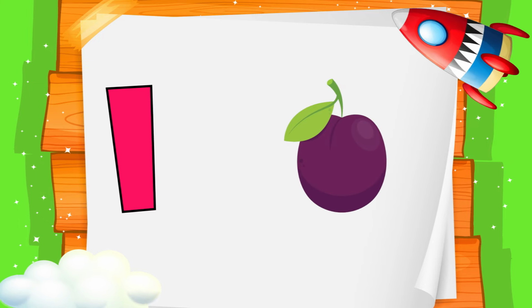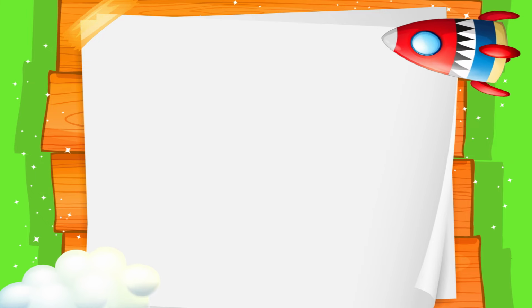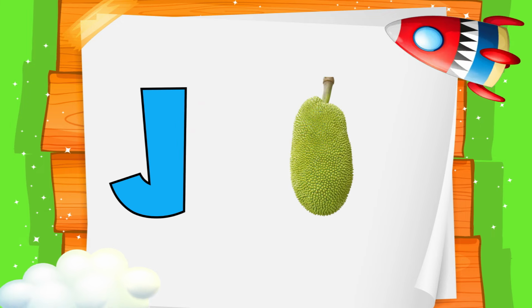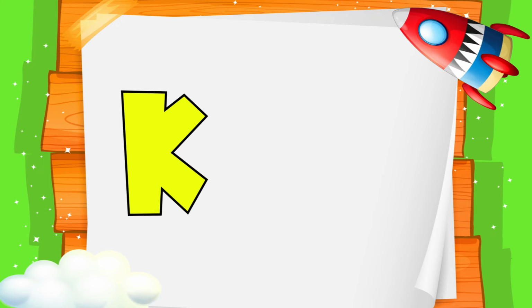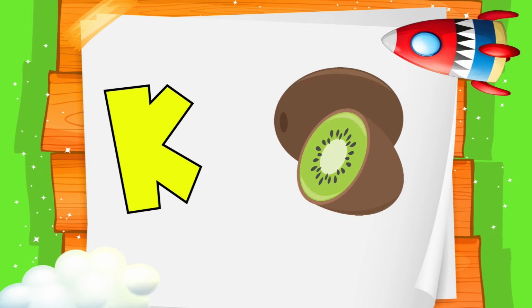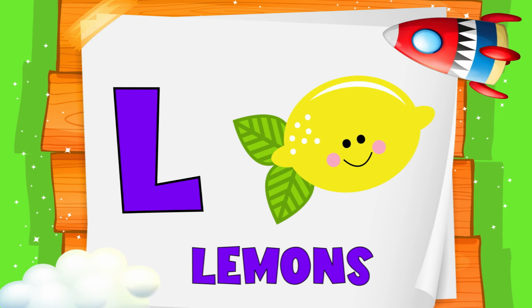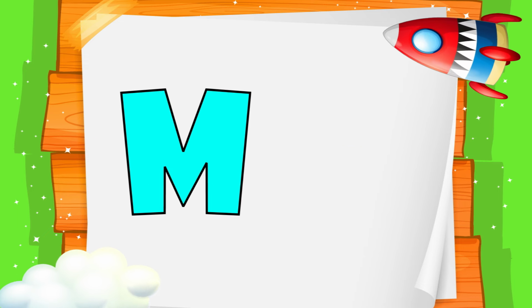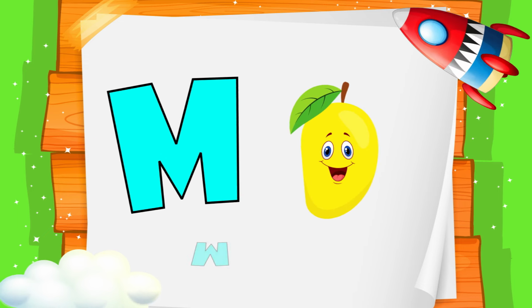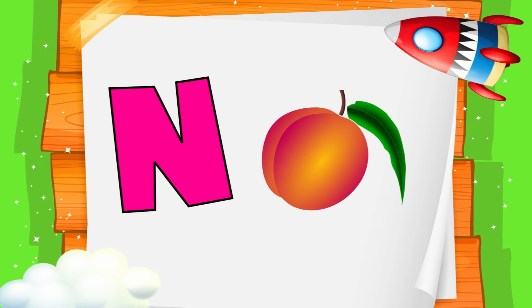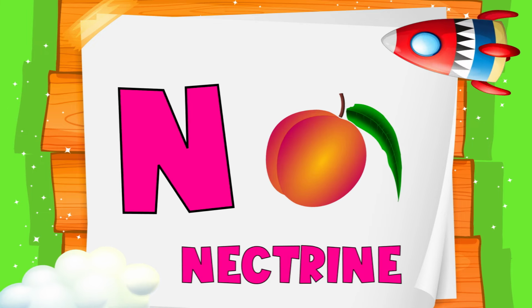I is for Illawarra plum. Illawarra plum. J is for jackfruit. Jackfruit. K is for kiwi. Kiwi. L is for lemons. Lemons. M is for mango. Mango. N is for nectarine fruit. Nectarine fruit. O is for oranges. Oranges. P is for pears. Pears.